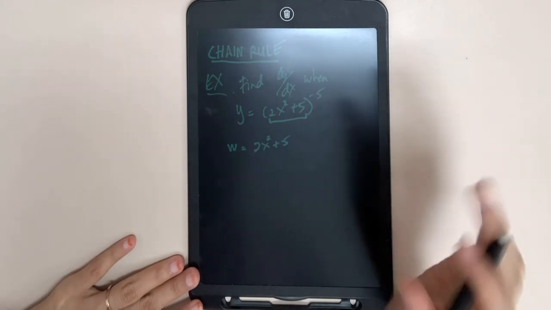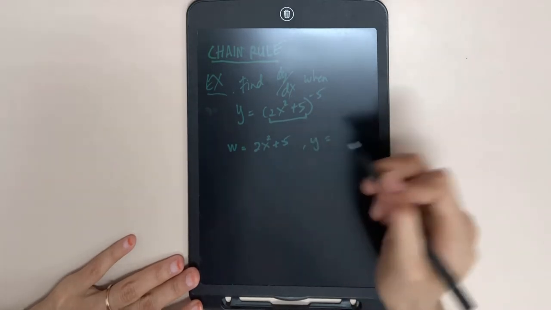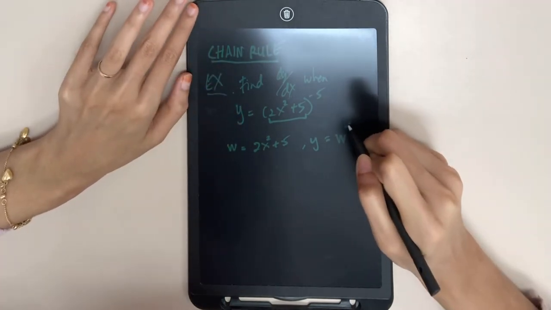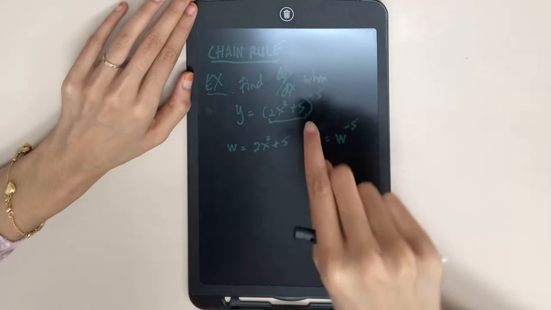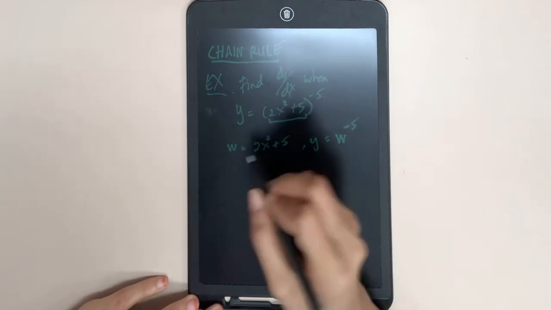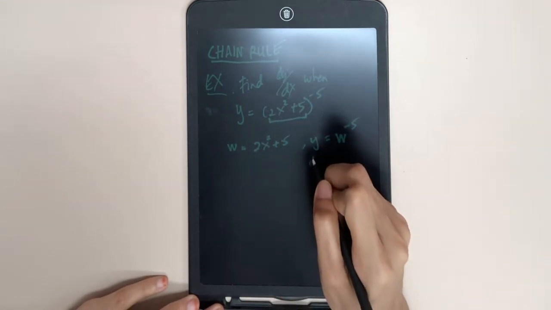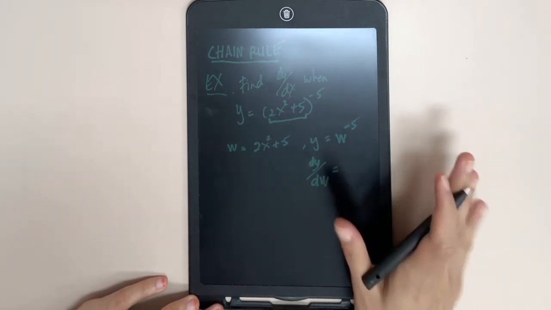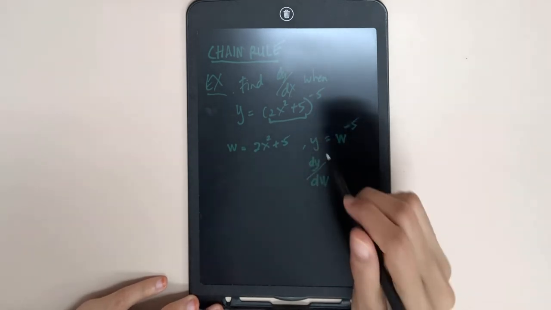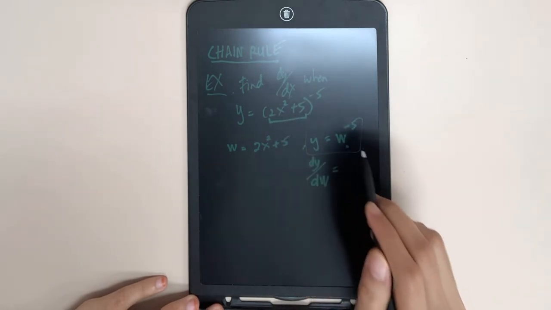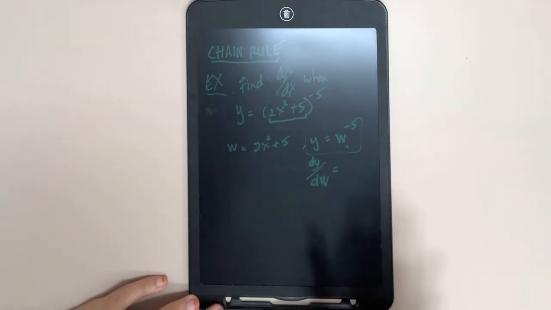Okay, so automatically my y equation now, because this is y, right? My y equation now becomes W to the power of negative 5, because I already replaced the whole thing here with W. Okay, so then what do we do next? We differentiate dy/dw. We differentiate y with respect to w, not with respect to x, with respect to w. Okay, so this is the chain rule. This is how the chain rule's steps go.